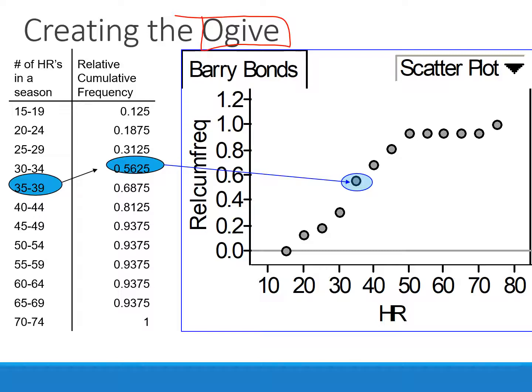So every ogive starts with the leftmost number in our first class. So in other words, how much of our data have we passed by that first number? Or put another way, in how many seasons, percentage-wise, did Barry Bonds hit less than 15 home runs? And the answer is 0. Okay, now we move on to this next one.